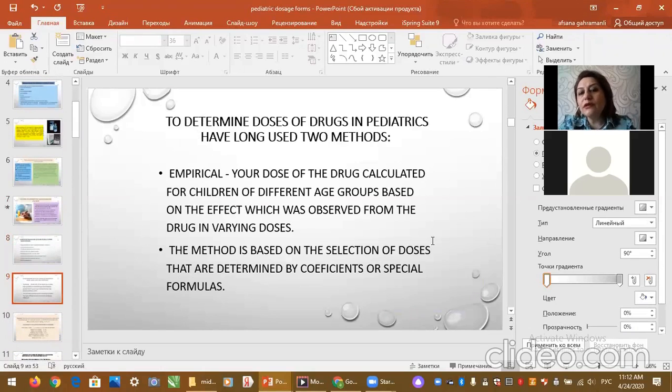To determine doses of drugs in pediatrics, two methods have long been used. The empirical method, where the dose of the drug is calculated for children of different age groups based on the effect observed from the drug in varied doses. And the second method is based on the selection of doses that are determined by coefficients of special formulas. These formulas I gave you in the previous lesson.